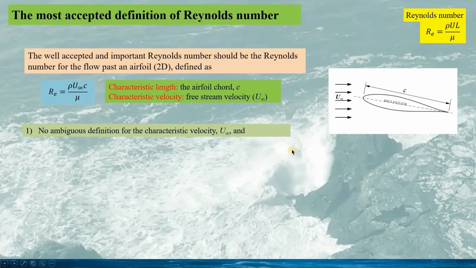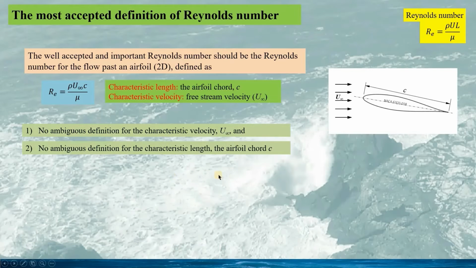Now if we look at the other options for the definition of the Reynolds number for a 2D airfoil, we can see here no ambiguous definition for the characteristic velocity U infinity. And it seems no ambiguous definition for the characteristic length, the airfoil chord.